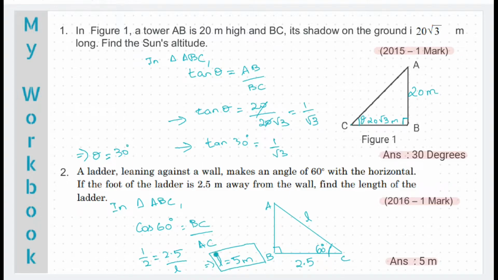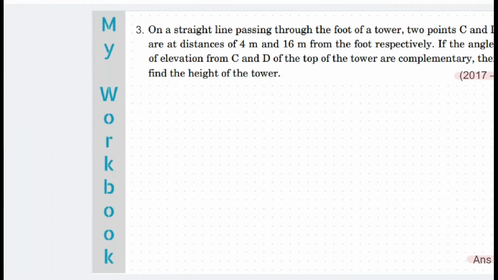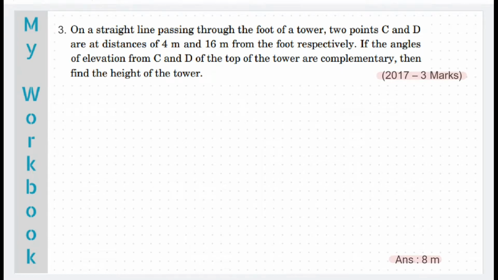Next sum, third one. On a straight line passing through the foot of a tower, 2 points C and D are at a distance of 4 meter and 16 meter from the foot respectively. If the angles of elevation from C and D to the top of the tower are complementary, then the height of the tower is. So there's a tower and angle of elevation from two different points is given. Let's first draw the diagram.